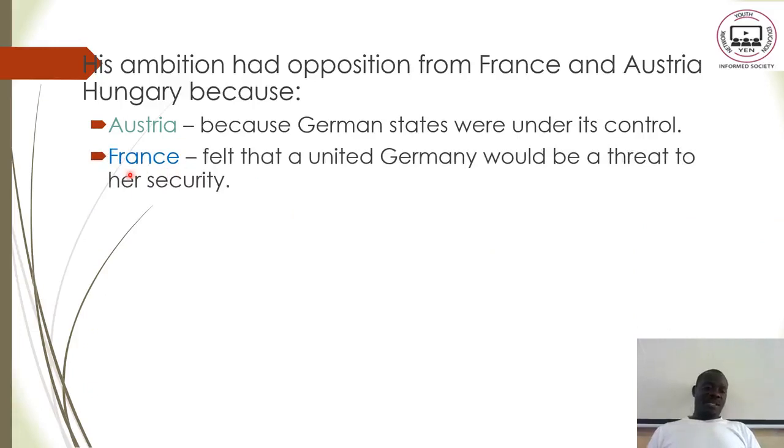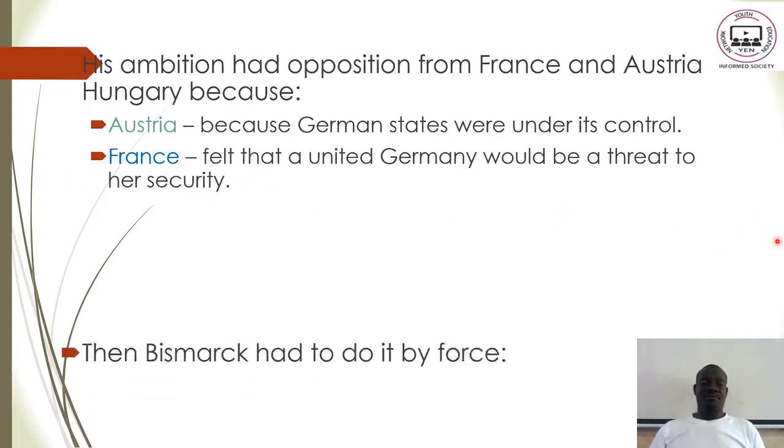Then France. Why did France hate the ambition of Otto von Bismarck to unite the 39 states? It was because France felt that a united Germany would be a threat to her security. So the security of France would be at risk. So France didn't want Germany to be united, or the 39 states to form one empire, for the sake of her security.